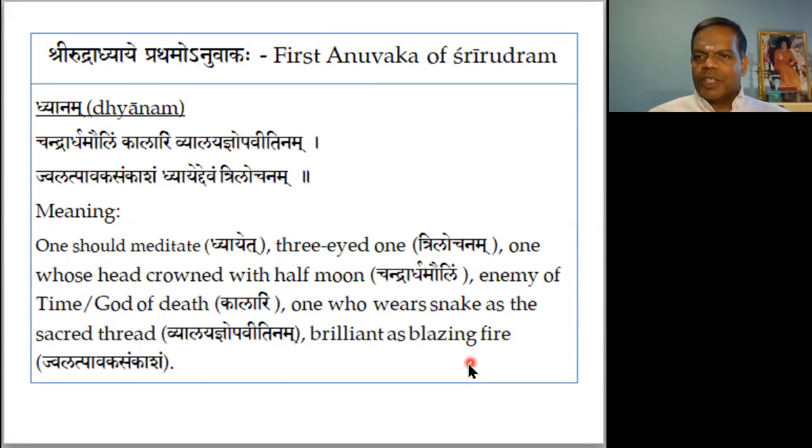Chandrardha Maulim Trilochana, one who is past, present, and future, three-eyed. And let us meditate on him. So that is the meaning of the dhyana shloka. So we can meditate on him as the three-eyed one who is wearing the Chandrardha Mauli and who is the enemy of death, god of death.